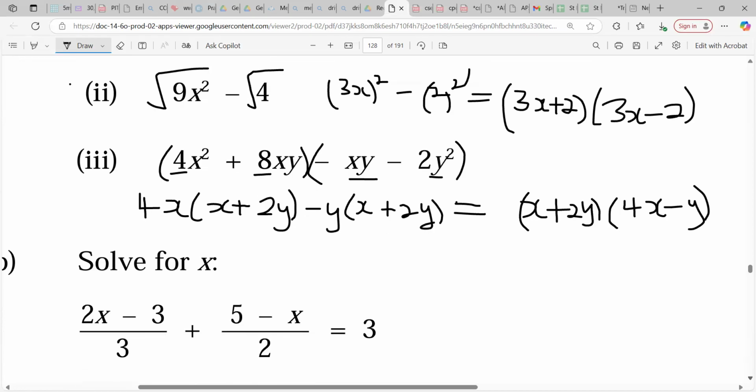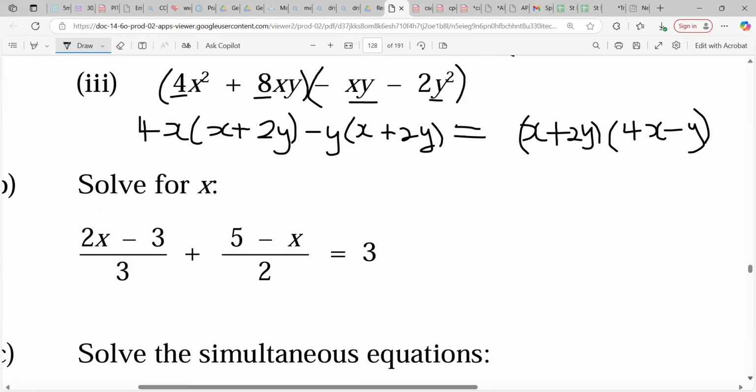All right. This one says solve for x. 2x minus 3 over 3 plus 5 minus x over 2 is equal to 3. Let me see if I can just work it here. There's not much space. So we find the LCM, right, which would be 6.